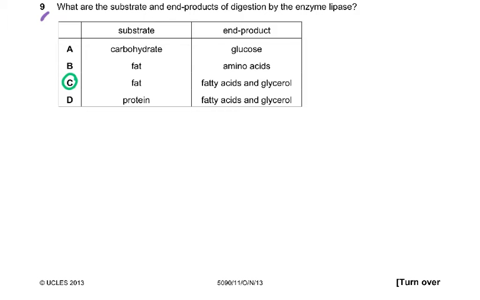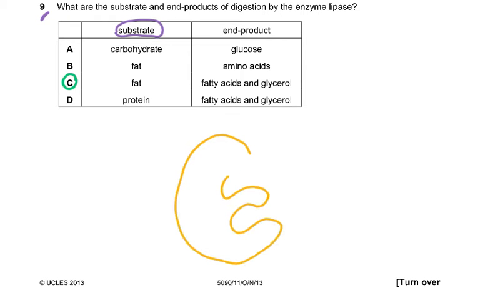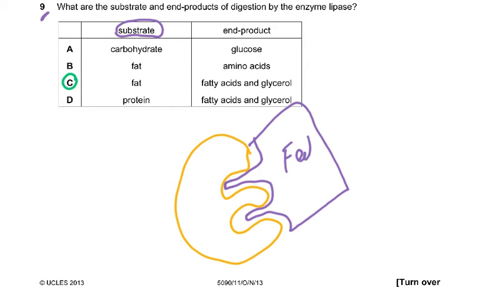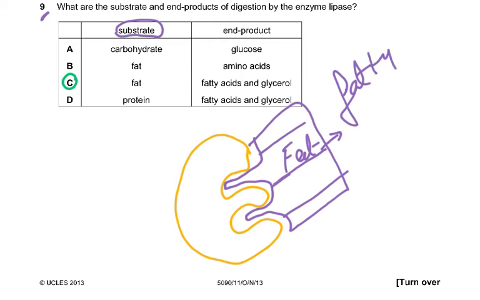Question 9. What are the substrate and end products of digestion by the enzyme lipase? Lipase is the enzyme. What fits into it is a fat molecule. And then what is it going to be broken down into? It's going to be broken down into fatty acids and glycerol. So the fat molecule is broken down into 3 fatty acid chains, fatty acids and glycerol.